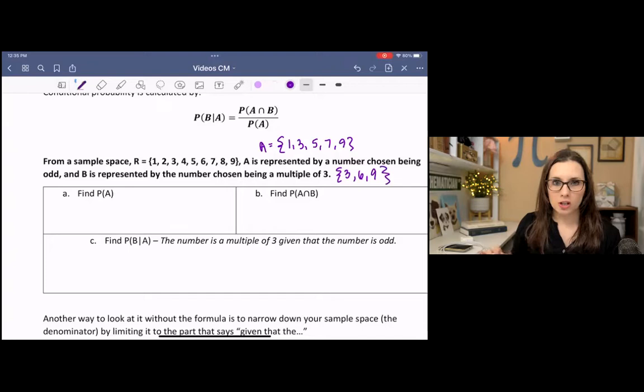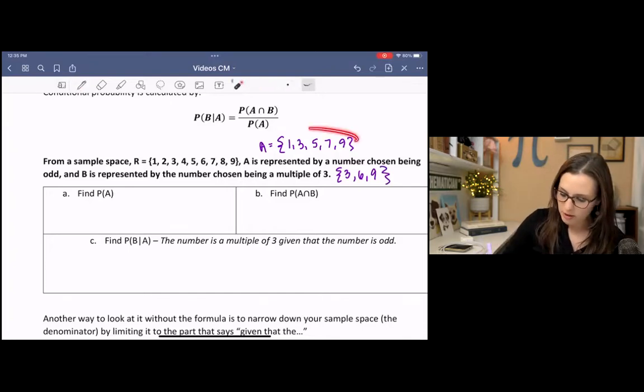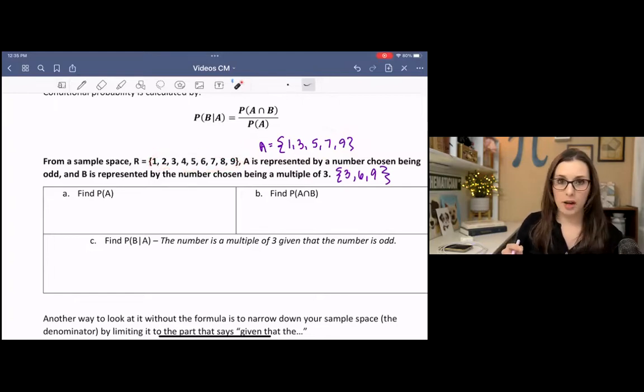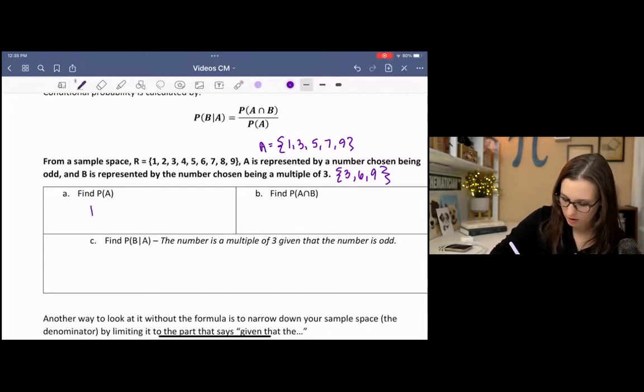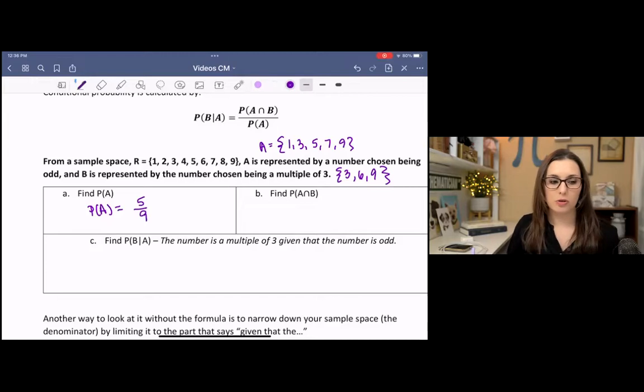If we find just the probability of A, this is the set of A, or the event A, and this is my universal set. That's basically my sample space, my possible outcomes. A represents 1, 2, 3, 4, 5 elements out of 9. So the probability of the number chosen being odd is a 5/9 chance, 5/9 probability.